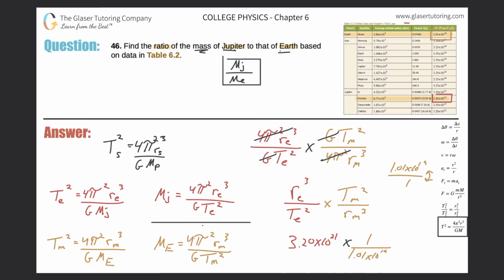And now you can see how to calculate this. Now this should be fairly easy. So simply just plug this into the calculator. So we get 3.2 times 10 to the 21 divided by 1.01 times 10 to the 19th. And look at that, we get about 317. And that's the answer. That is the ratio. If I go back up to here, this ratio equals 317 to 1, meaning that the mass of Jupiter is 317 times greater than the mass of the Earth.